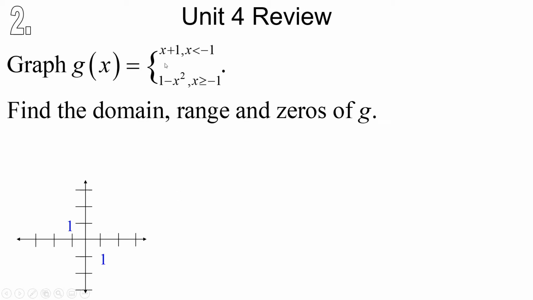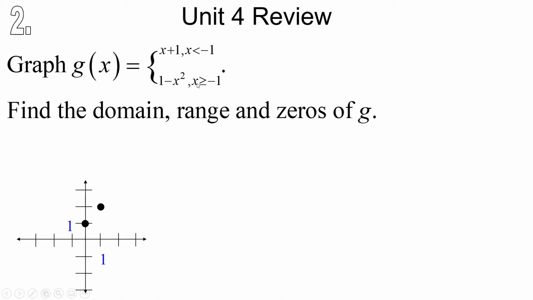All right, well, what does x plus 1 look like? That's a line with a y-intercept of 1 and a slope of 1. So I'm going to go up 1 and over 1, put another point right there. Now, the line through those 2 points is defined for all real numbers.